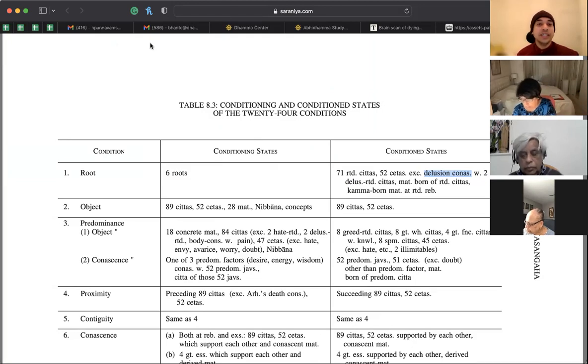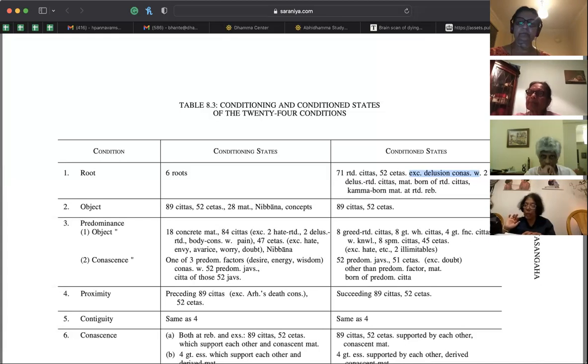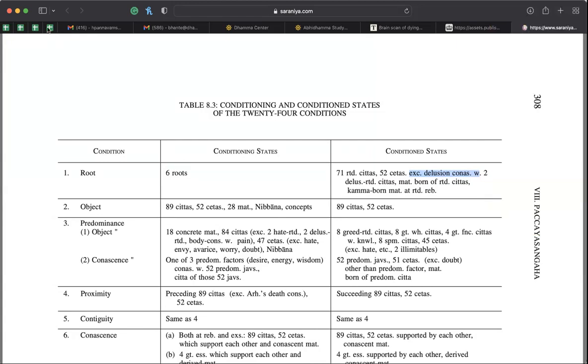Tanha arises with delusion. Dosa, hatred, arises with delusion, and delusion can arise alone as well. Here, we take out the delusion, excluding delusion cognizance. We take out the delusion here because, does anyone have an idea? Because it's got only one root.